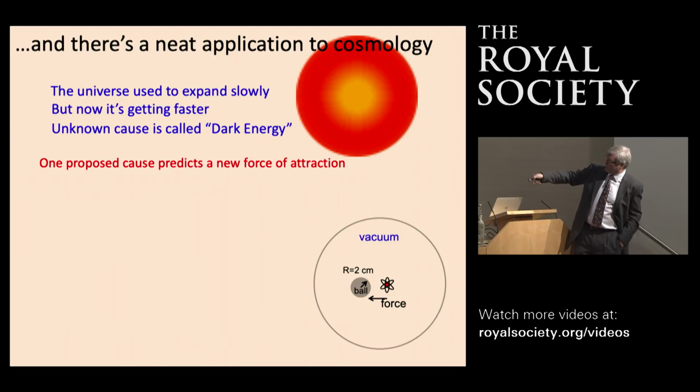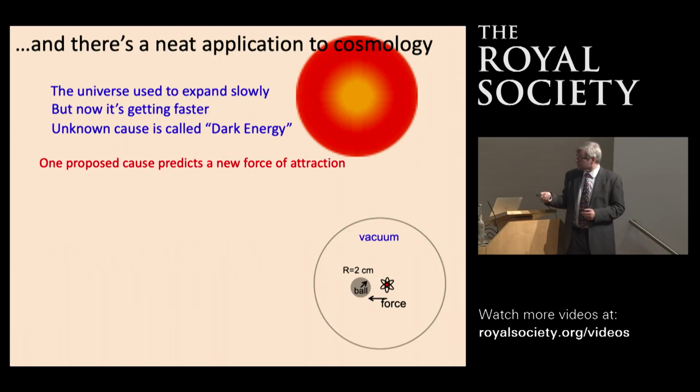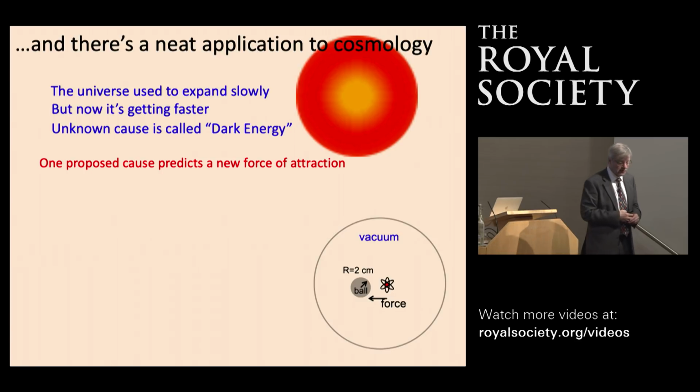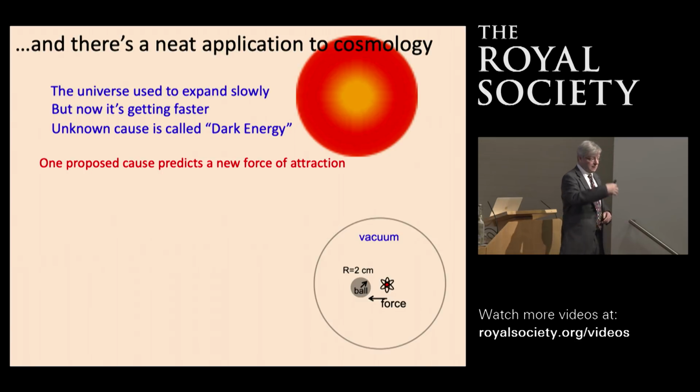So here I have a vacuum system with an atom inside it and a ball nearby. And this theory, which would be great because it would explain what dark energy is, would have to produce also a force between an atom and a ball. So the way science works is a theorist says this thing is going to happen, and then you check to see if it's true. So we decided that we might be able to check to see if it's true.